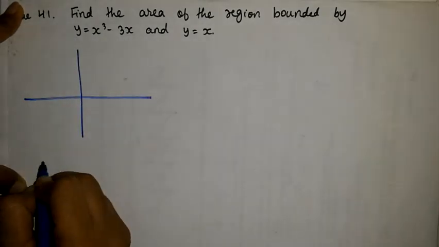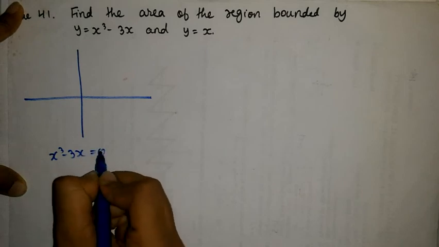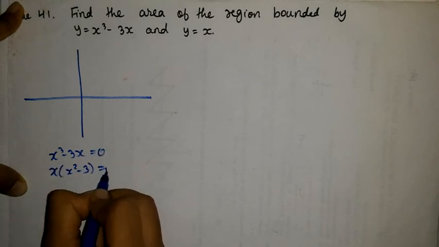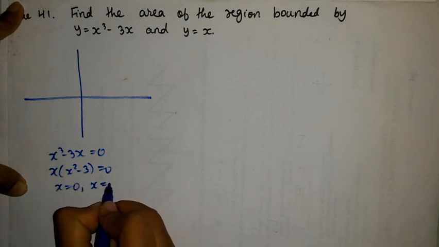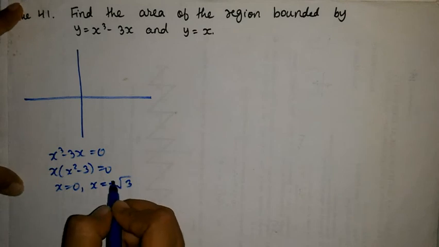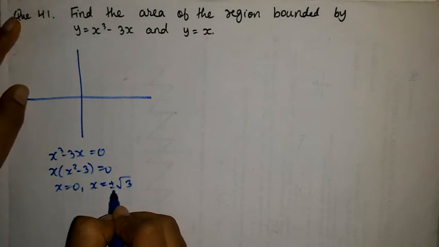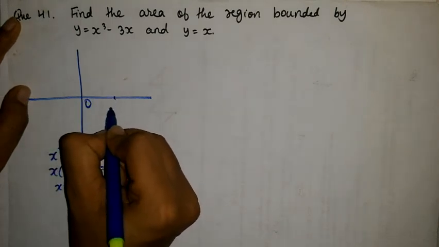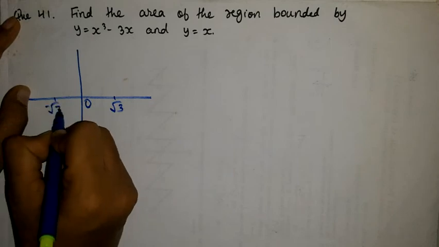Putting y is equal to 0, we get x cube minus 3x is equal to 0. Taking x common, we get x square minus 3 is equal to 0. So x is equal to 0 and x is equal to plus or minus root 3. When we take x square is equal to 3, taking root, we get x is equal to plus or minus root 3. So this is x is equal to 0, this is x is equal to root 3, this is x is equal to minus root 3.